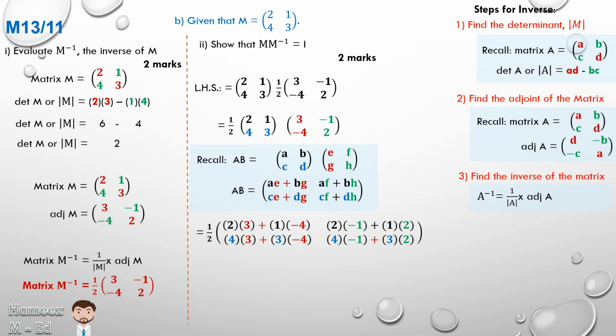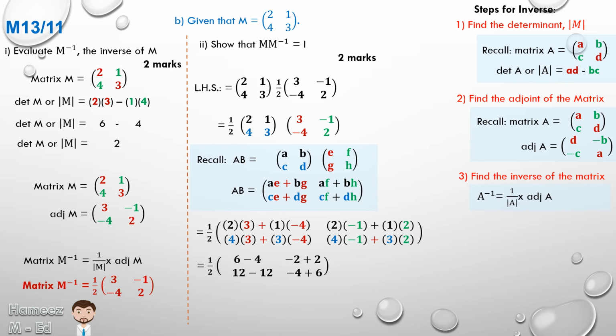4 by 3 plus 3 by minus 4, and then 4 by minus 1 plus 3 by 2. And let's simplify. So we keep the half as is, and 2 3s are 6, and 1 by minus 4 is minus 4. 6 minus 4, and then 2 by minus 1 is minus 2, plus 1 2 is 2.